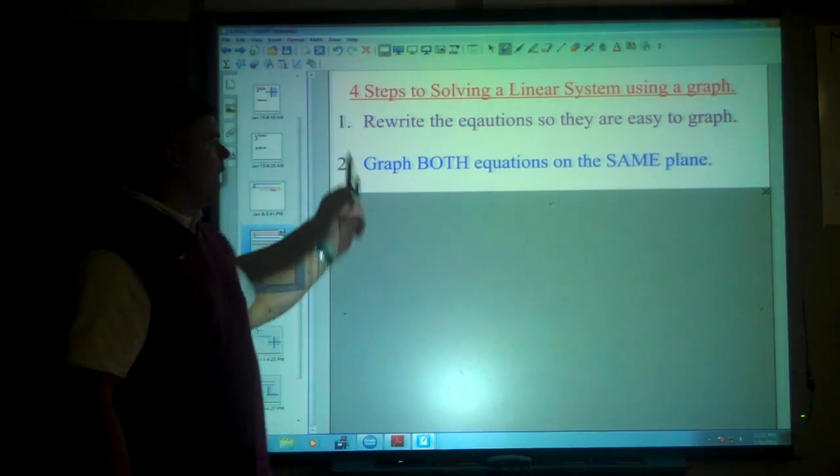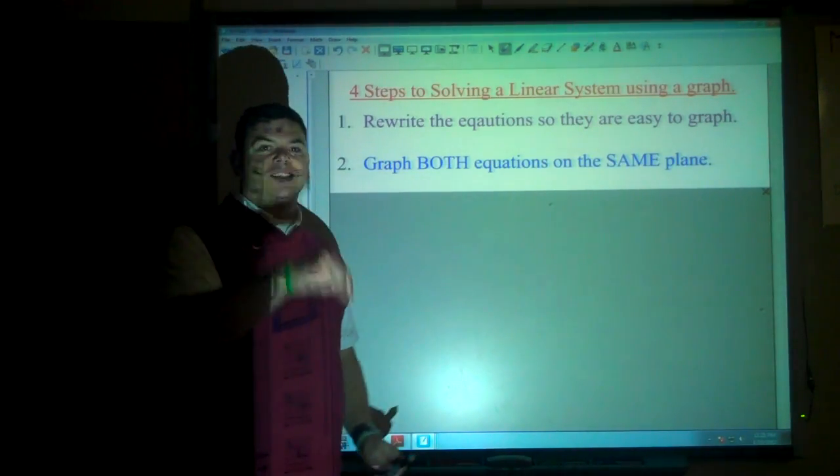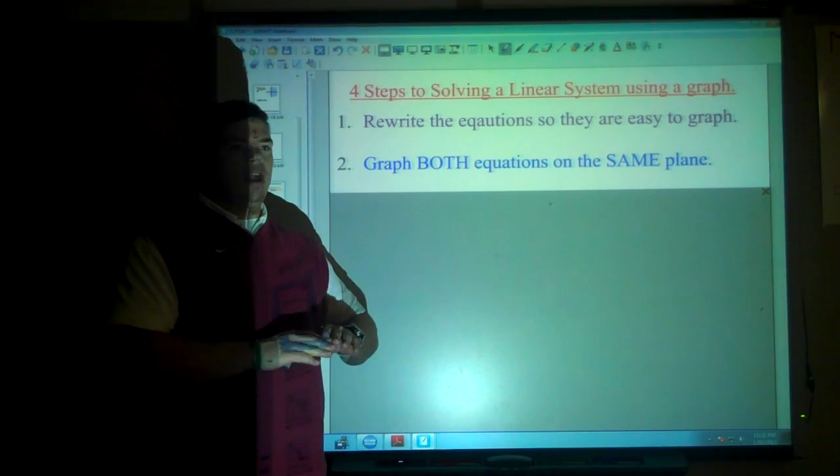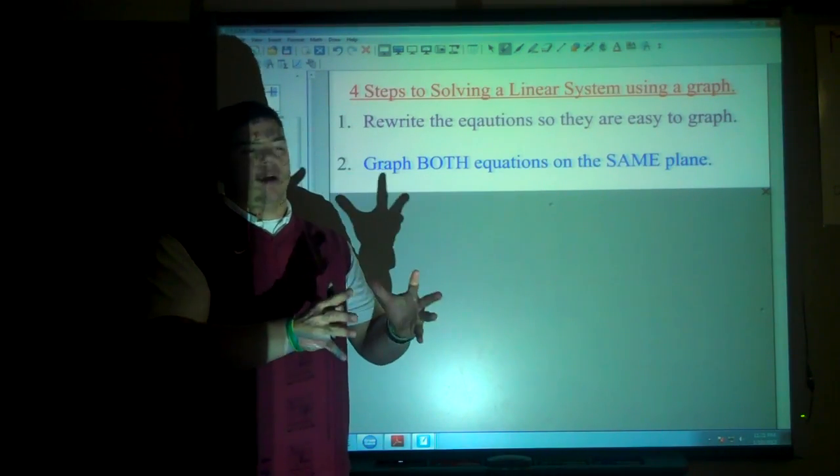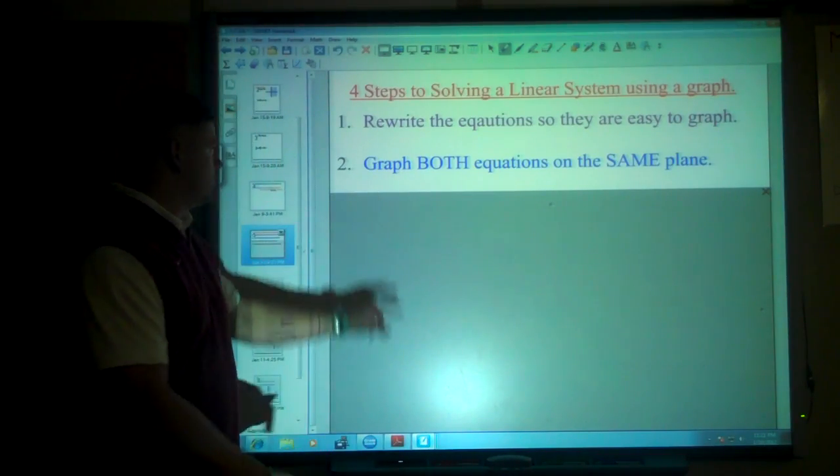Second step, graph both the equations on the same coordinate plane. You're not interested in graphing them on 2 different coordinate planes. They've got to be on the exact same graph, so you're graphing them in the same location.